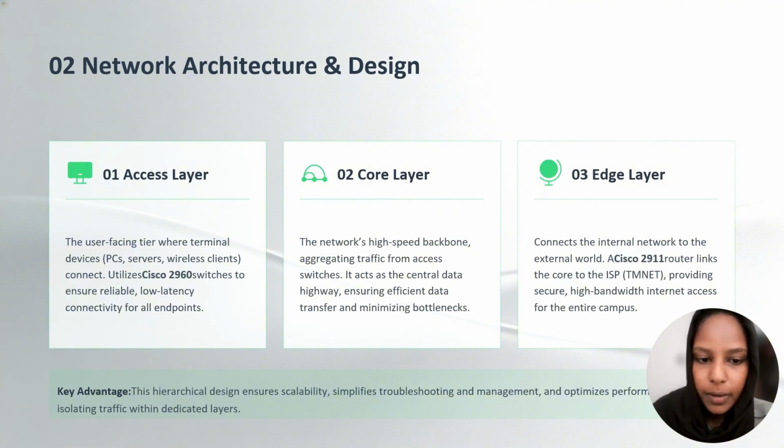All traffic from access switches flows up here. It keeps communication between different parts of the campus fast and organized. And at the top is the edge layer, one Cisco 2911 router that connects our entire internal network to the ISP, TM, and IT through a 1 Gbps fiber link. This is also where we ensure security before anything leaves the campus.